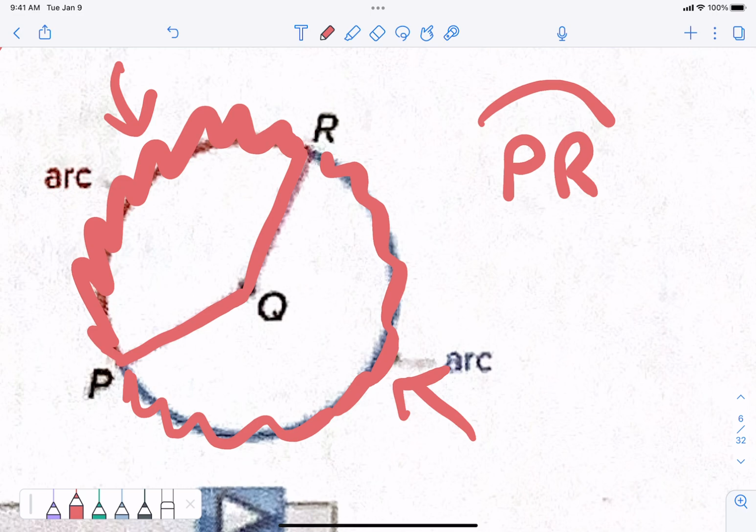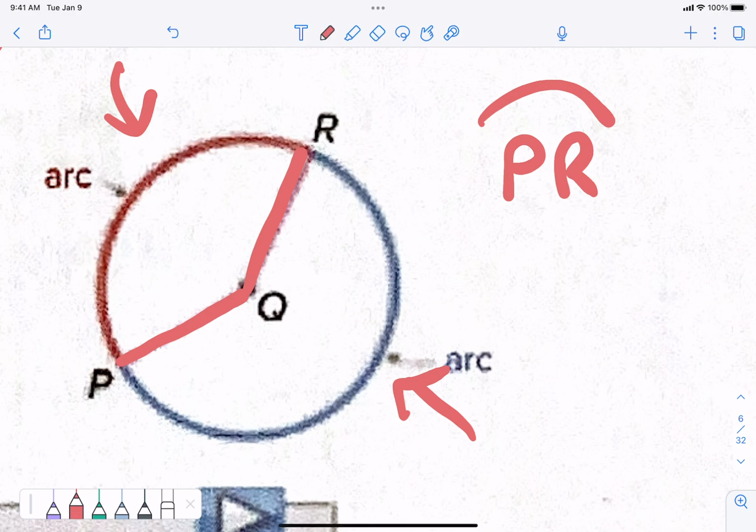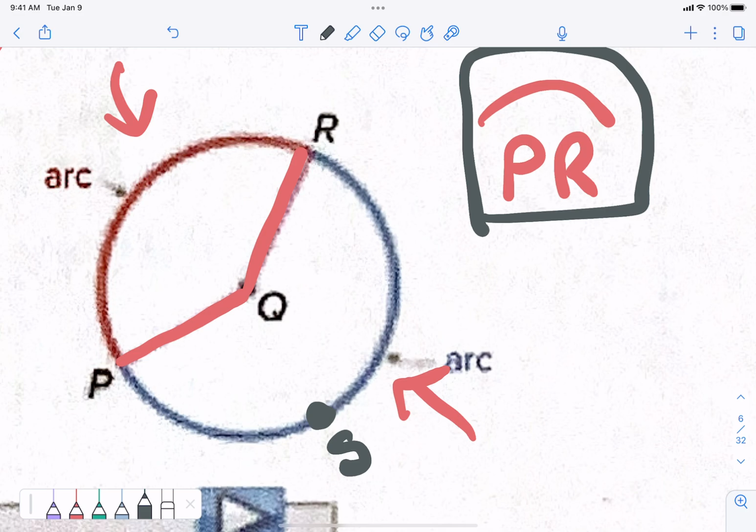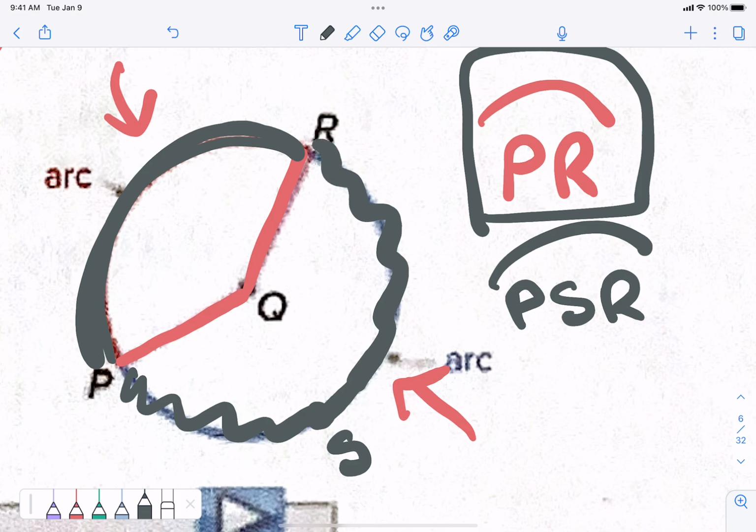Good question. Technically, both of those are correct. Okay, so what they will do is to unconfuse you. A lot of times what they will do is they'll strap another point on here. Let's call this S. And if they do that and they say arc PR, they're talking about this arc PR. If they're talking about the bottom half, they would call it arc PSR and use 3 letters. And that shows you that we're talking about that backside.